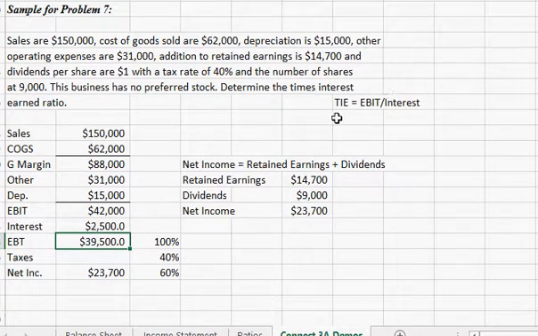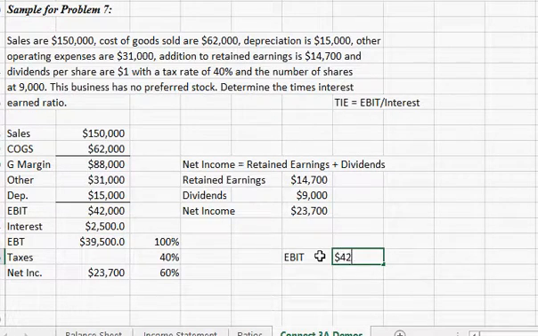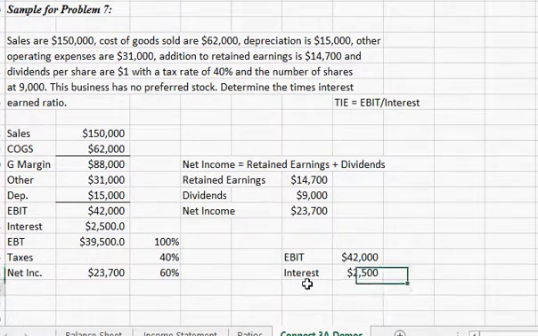So now we can get our ratio. We're looking for this number here. The 42,000 is our EBIT and our interest number is 2,500. So bring them over here. EBIT is 42,000. Interest is 2,500. So our ratio is equal to 42,000 divided by 2,500.